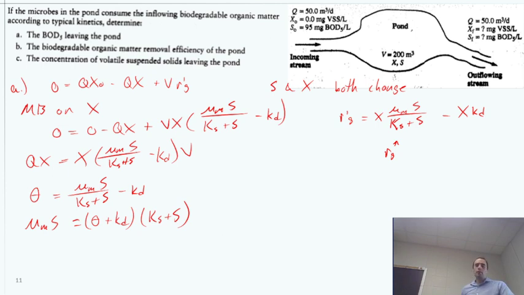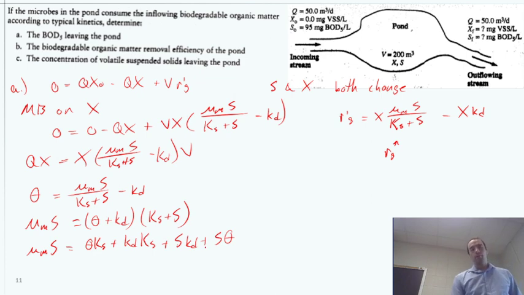Now on the right side, we need to multiply through to get the s terms by themselves. So we'll say mu max s is equal to theta Ks plus, what I'll do is I'll do that way. So then I'll do Kd times Ks plus s times Kd plus s times theta. Okay, that's just multiplying those out.